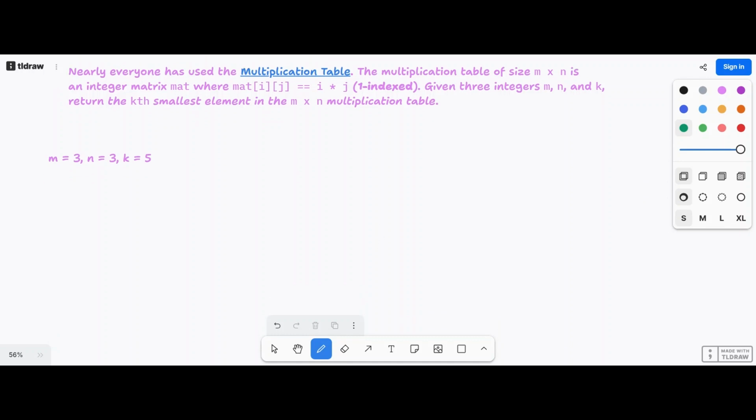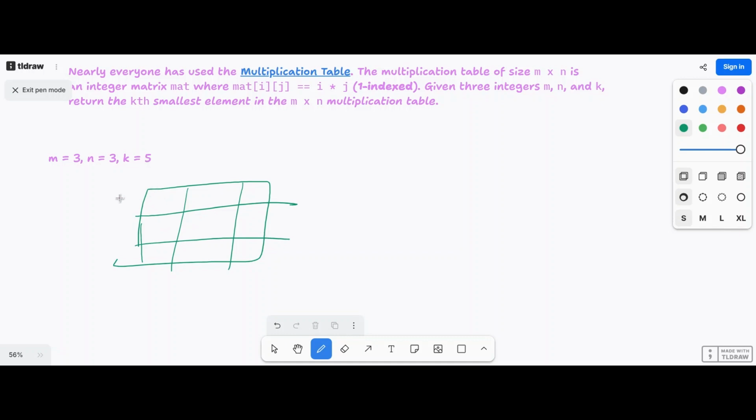So you are given a 3 cross 3 multiplication table. This will be the first row, first column. As they have said, consider one index, then the formula will be i into j. Second row, second column, third row, third column. Now 1, 2, 3, 2, 4, 6, 3, 6, 9. This will be your multiplication table of size m cross n, which is 3 cross 3 here. And you have to return the fifth smallest element.